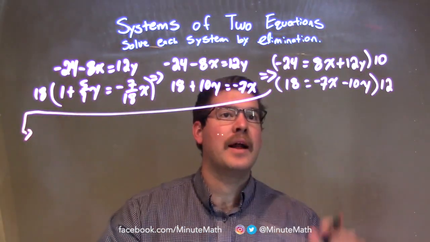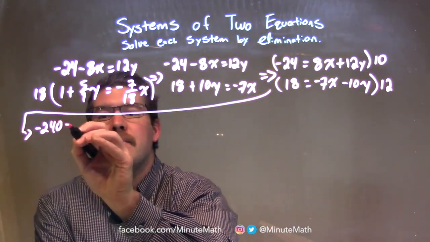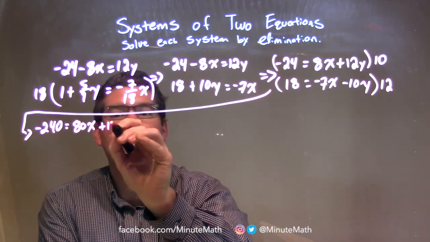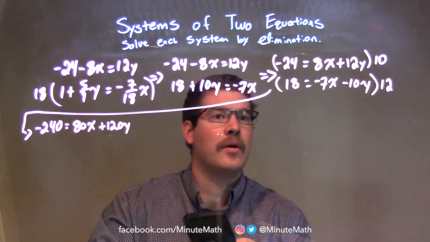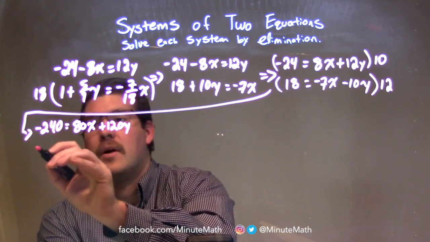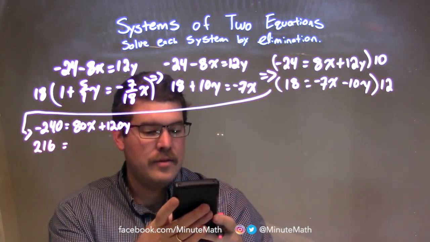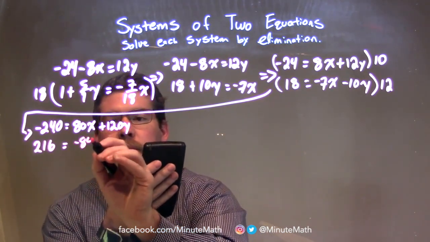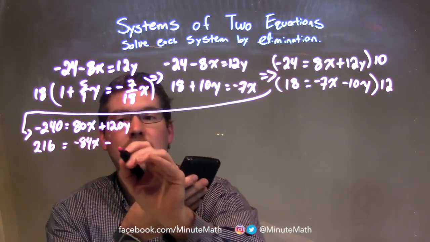Okay, and let's go multiply that out. It should be pretty easy to do with the 10. So we have negative 240 equals 80x plus 120y. And in the denominator, I don't have these memorized, so 18 times 12 is 216. So we go positive 216 right here equals negative 7 times 12, which is a negative 84x plus, or minus in a sense here, minus 120y.